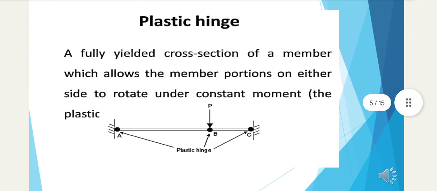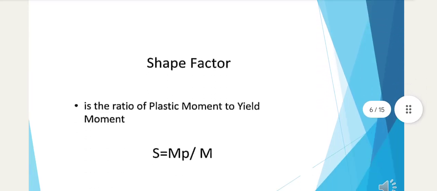Plastic hinge: a fully yielded cross section of a member which allows the member portions on either side to rotate under constant moment, that is, plastic hinge at the midpoint. Next, shape factor is the ratio of plastic moment to yield moment. S is equal to Mp by My.